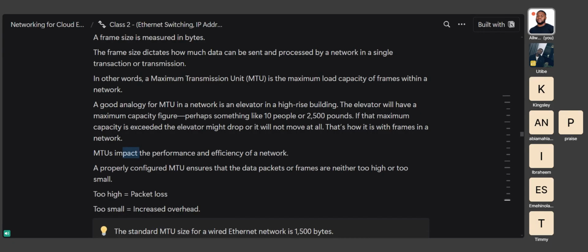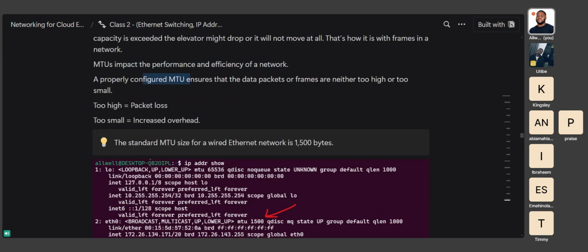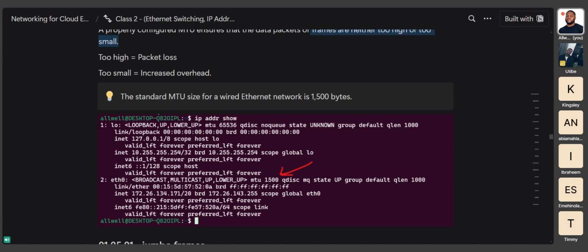So MTUs impact the performance and efficiency of a network, right? A properly configured MTU ensures that the data packets or frames are neither too big nor too small. If it's too big, there is packet loss. If it's too small, there is increased overhead.